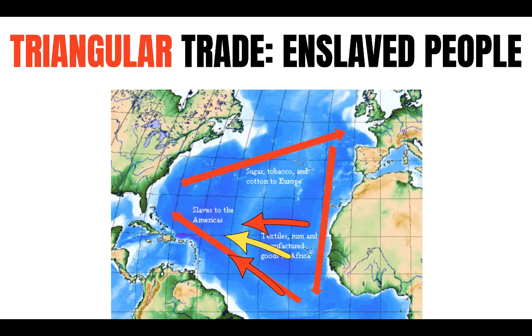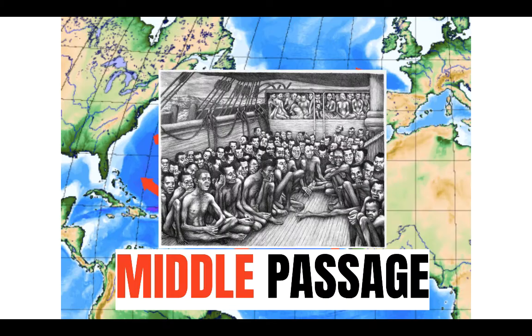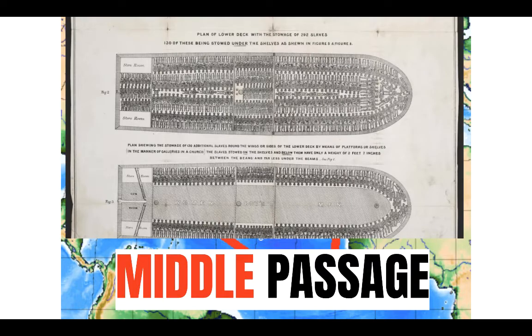One example of the triangular trade can be seen as enslaved people were forcibly brought from Africa to the Western Hemisphere. Ships left from Europe to Africa, and those goods from Europe, things like textiles, rum, and manufactured goods, were used to trade for slaves that would be transported to the Western Hemisphere. The journey in between Africa and the Americas was known as the Middle Passage, and crossing the Atlantic Ocean was horrific, as ships were packed to capacity as they made the nearly 2-month-long voyage to the New World.